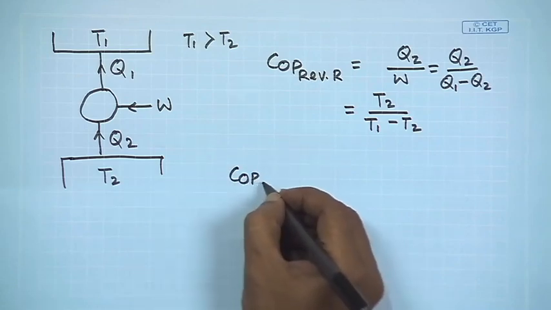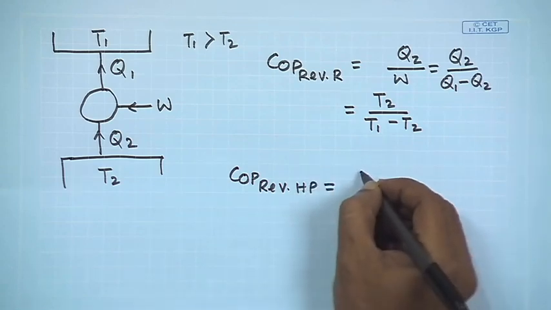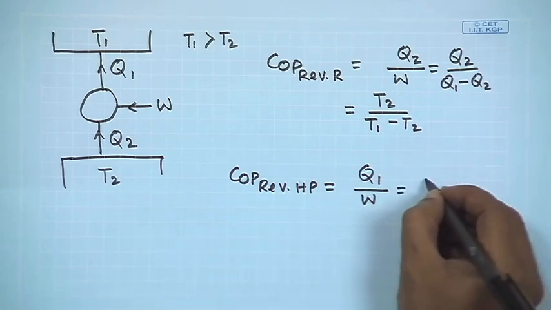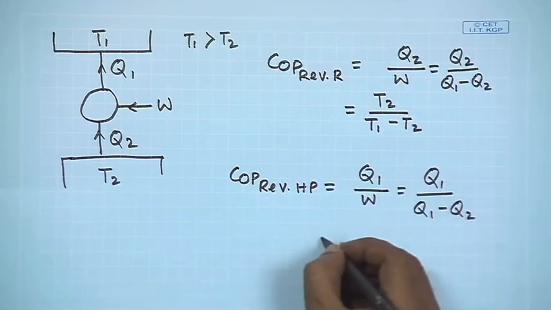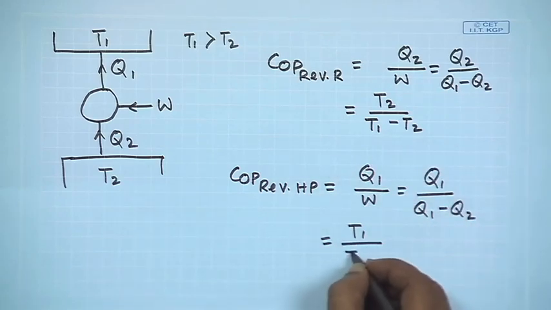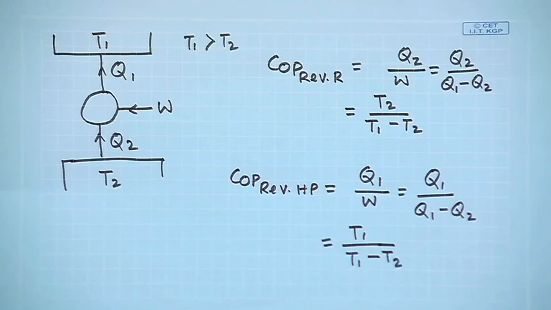COP of a reversible heat pump will be Q1 by W, and that is equal to Q1 by Q1 minus Q2, and in terms of absolute temperature, we can write T1 divided by T1 minus T2. And as T1 is higher compared to T2, we will have COP of heat pump more than 1, the same thing I have told earlier.